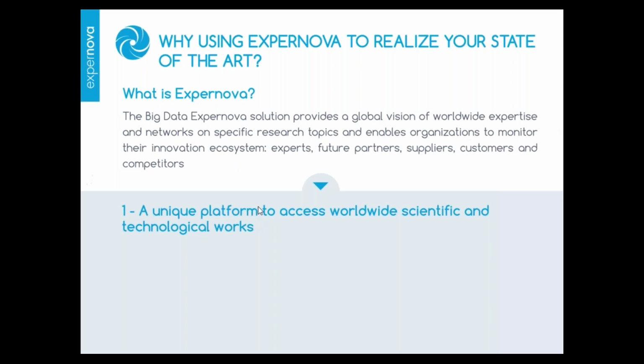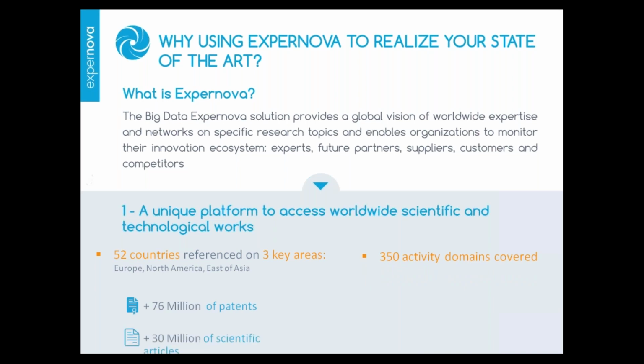Expernova covers 52 countries on 3 main geographical areas: North America, Europe, and East of Asia. The Expernova platform covers 350 domains of activity and contains more than 76 million patents, 30 million scientific articles, 248,000 clinical trials, and 230,000 projects, including European and American projects.